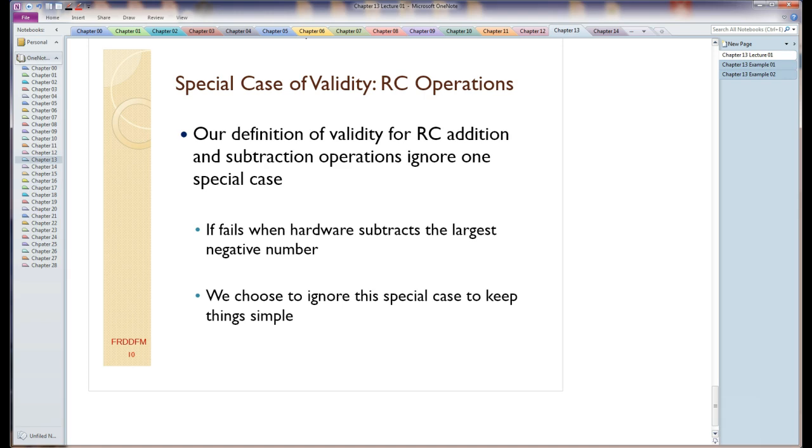But I want to make you aware of this. There's one case where our fairly simple intuitive validity check fails, and you might run into that case, so just be aware of it.